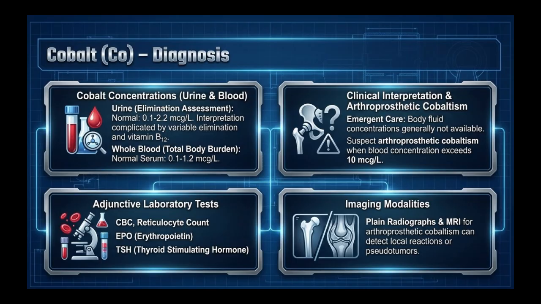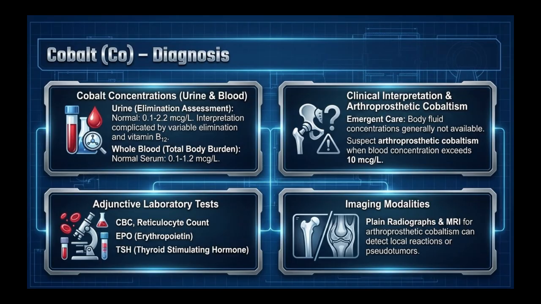Whole blood cobalt concentrations are typically considered more accurate for reflecting the total body burden of cobalt. Normal serum concentrations generally range from 0.1 to 1.2 micrograms per liter. In asymptomatic patients with cobalt-containing hip implants, peak serum levels have not exceeded 11.5 micrograms per liter. Some guidelines recommend suspecting cobalt poisoning associated with joint implants when blood concentrations exceed 10 micrograms per liter.